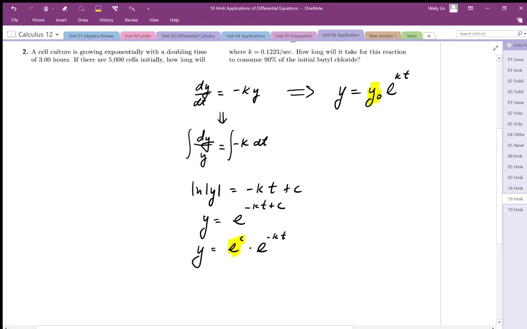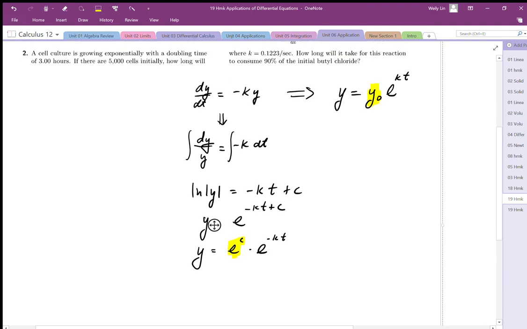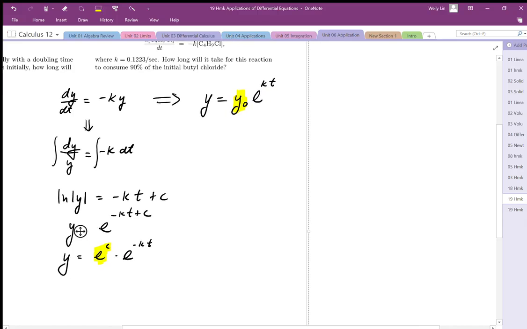Okay, and we can see that the original y value is the same as that, e to the constant. Okay, so that's the first part. We want to generate that equation, and again, you can go directly to the equation if you like, but we can also generate that equation by separation of variables.